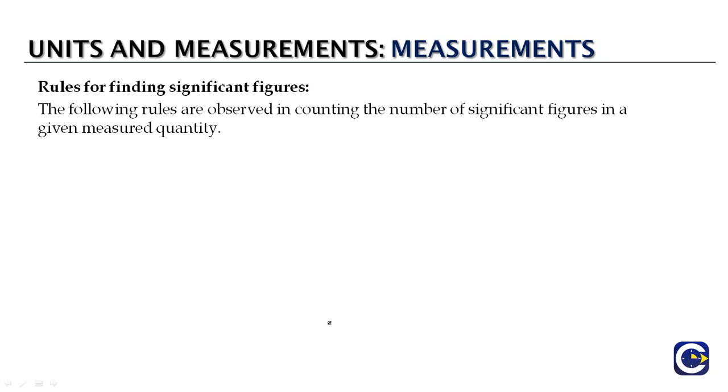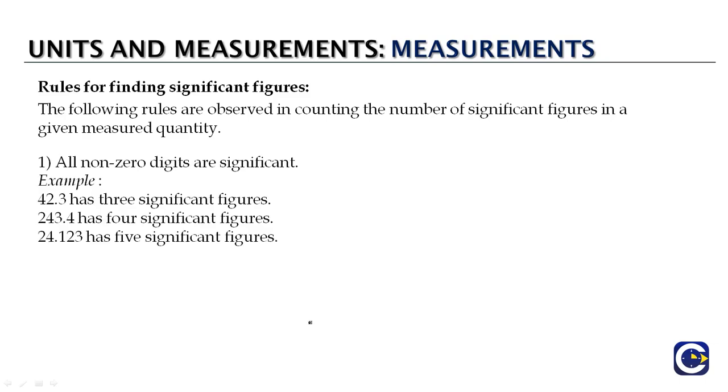Now looking at the rules that we follow to find the number of significant figures in a given measured quantity. The first is, whichever measured value is there, all the non-zero digits in that measured value will be significant. Means if I have 42.3, in that all the three digits 4, 2, 3, all of them will be significant. If I have 243.4, all the 4 are non-zero, so they will be significant. If I have 24.123, all the 5 here are non-zero digits, so they will be significant.